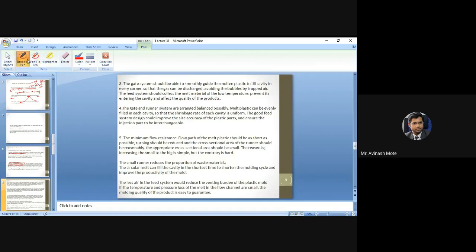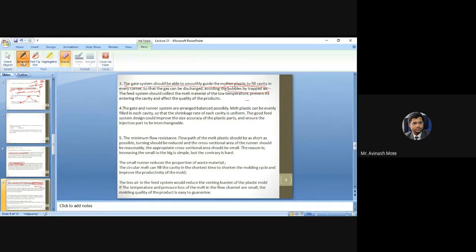Then next one, the gate system should be able to smoothly guide the molten plastic to fill the cavity. That means this gating system, as I discussed earlier also, should not be so small, should not be so large. Getting it? What will happen? Either there is a loss of temperature and loss of pressure, this may be possible, or trapping of air or trapping of bubbles can also be possible. So ensure that the gating system is designed properly.